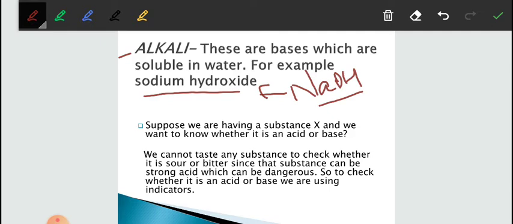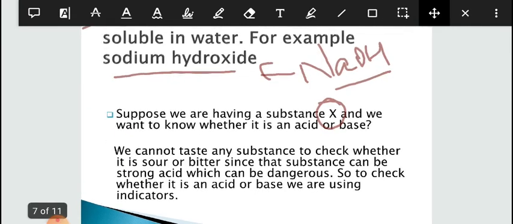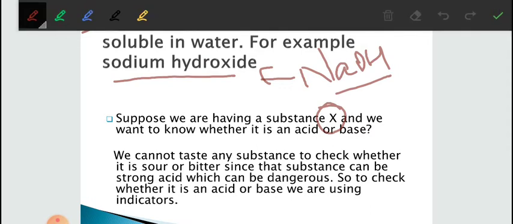Now we have learned about acids, bases and their basic properties. One question is, suppose you have a substance X and you want to know whether it is an acid or a base. How to check it? Our mind says the most common method is to taste it, but no, we cannot taste a substance to find out whether it is an acid or base. The reason is, if it is a strong acid, it will be dangerous to us. So to check whether it is an acid or base, we use what are called indicators.